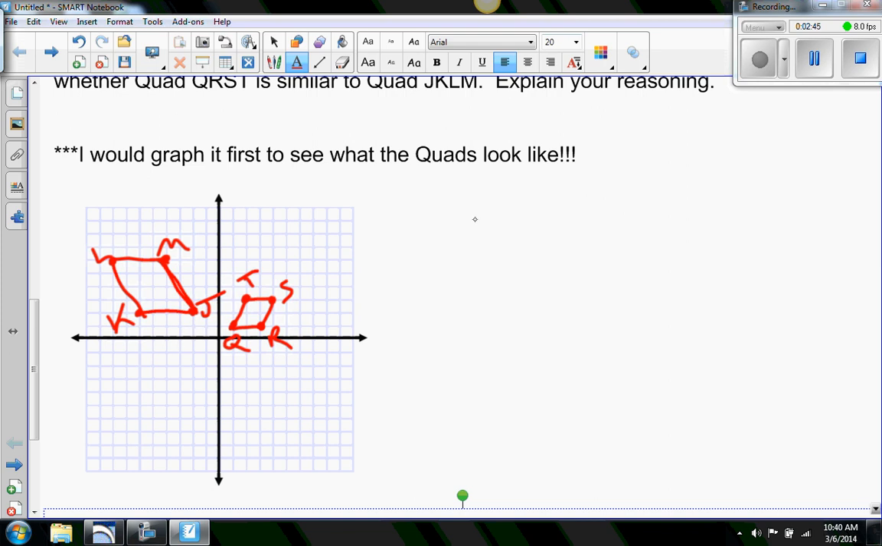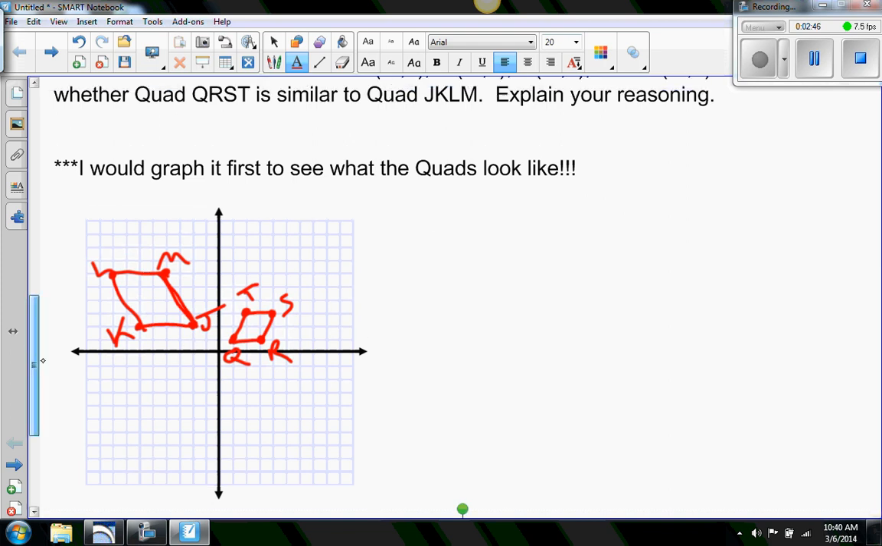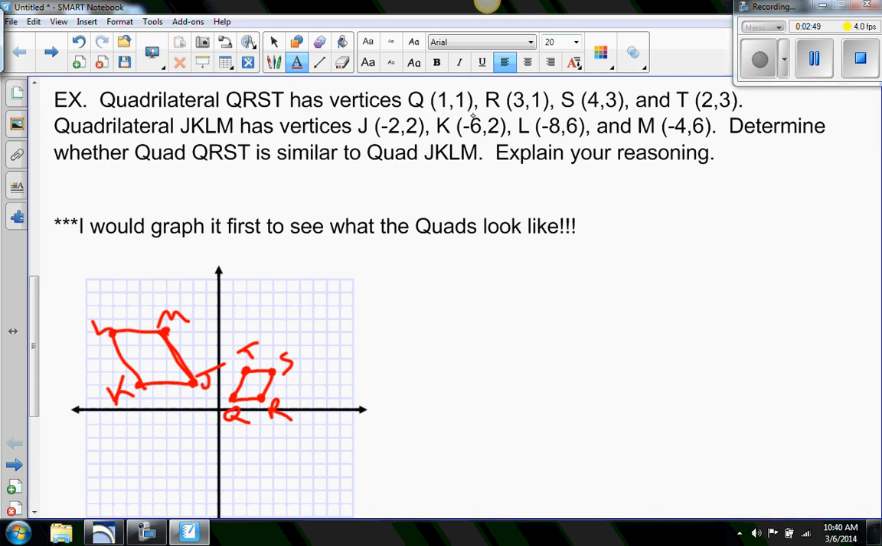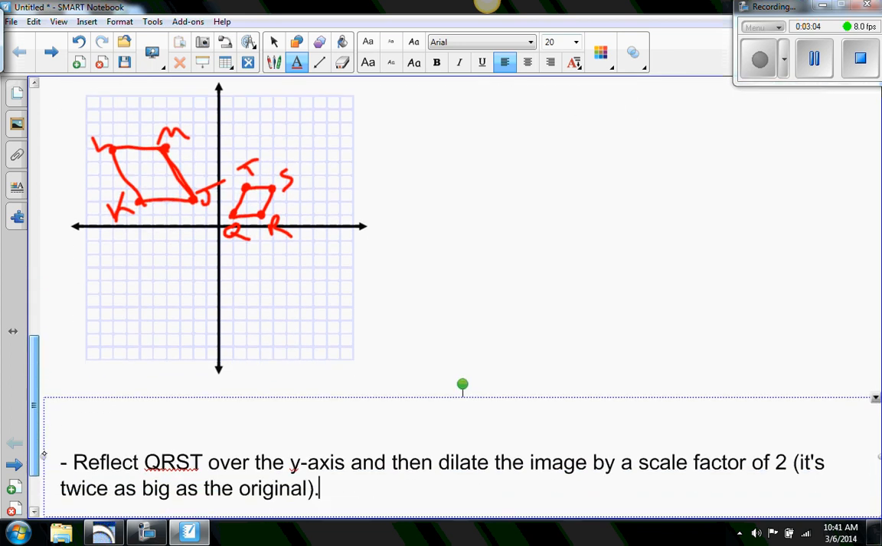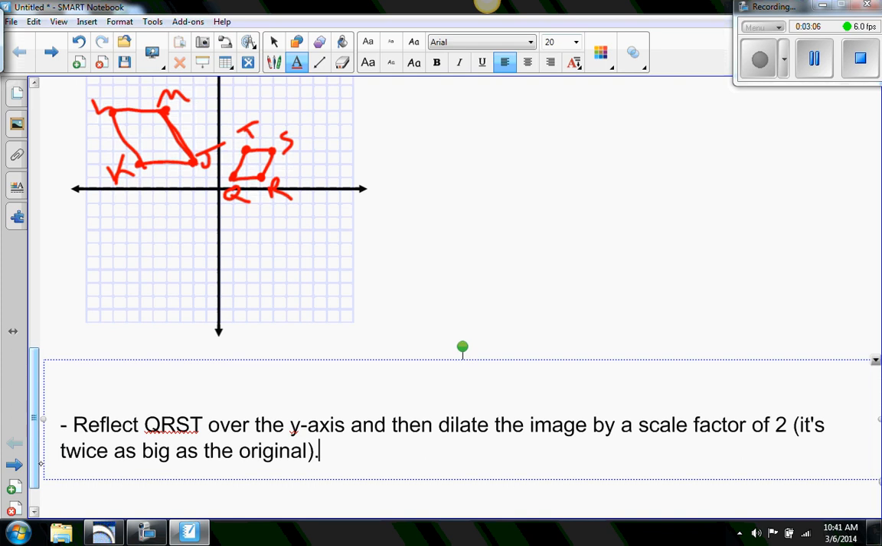And so if you go back and look at the numbers that they're using, (1, 1) changes to (-2, 2). So it's twice as big, and it flipped because it changes to a negative. Look at this one, (3, 1) to (-6, 2). It doubles, and it flipped across, see? So that's what I would say. It reflected QRST across the y-axis, and then it dilated by the scale factor of 2 because it's twice as big as the original one.